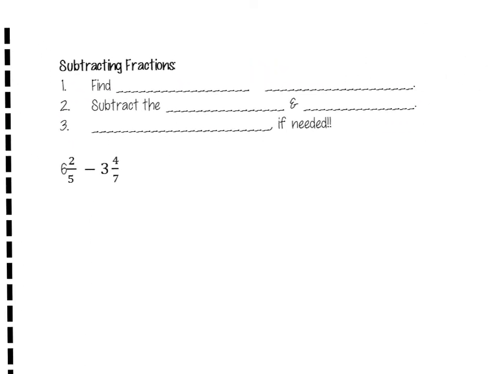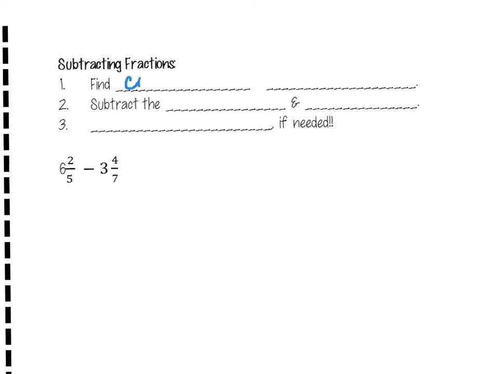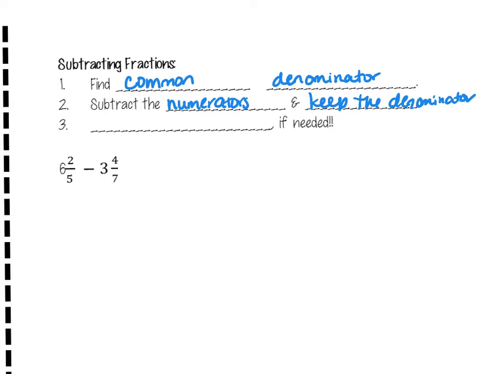On subtracting, it's very similar rules. Find a common denominator. Subtract the numerators and keep the denominator the same. Okay, so same thing, common denominator, subtract the numerators and keep the denominator. And we're going to simplify if needed. Okay, so pretty similar, straightforward.